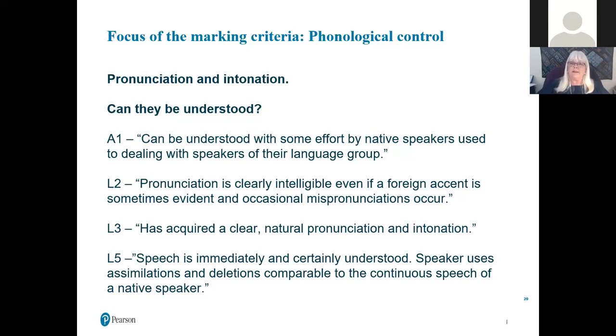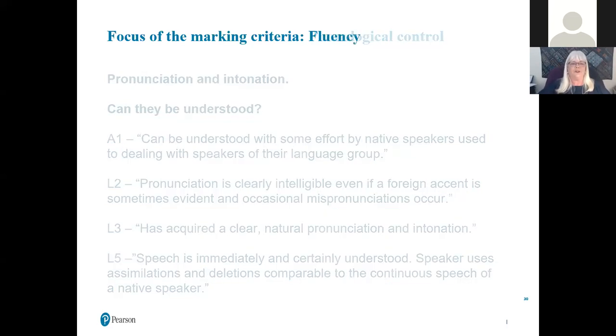The speaker uses assimilations and deletions comparable to the continuous speech of a native speaker. And just as another piece of information, many candidates for level 5 will have spent an extended period of time, a few months or maybe a whole year, in an English-speaking country. So they will be pretty fluent and have good phonological control. So that's the progression of the expectations for phonological control.